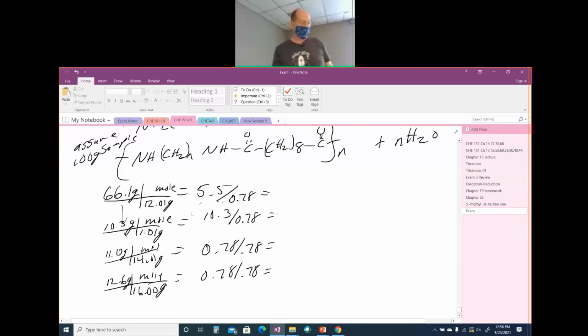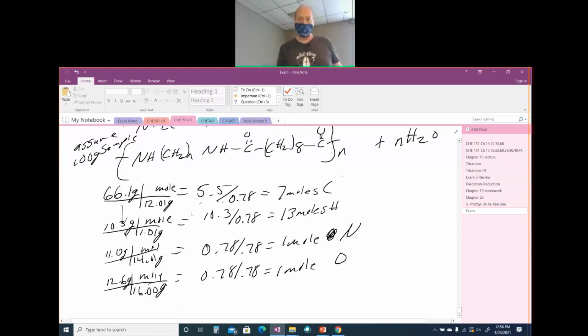So we get 7 moles carbon, 13 moles hydrogen, 1 mole nitrogen, and 1 mole oxygen. And so we have our empirical formula: C7H13NO. That is the empirical formula.